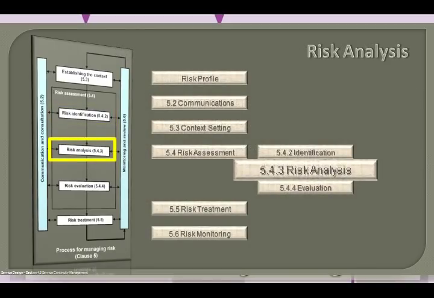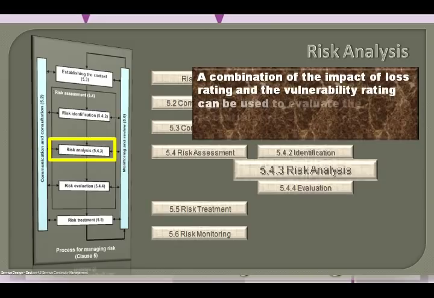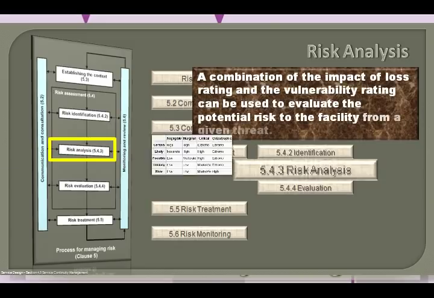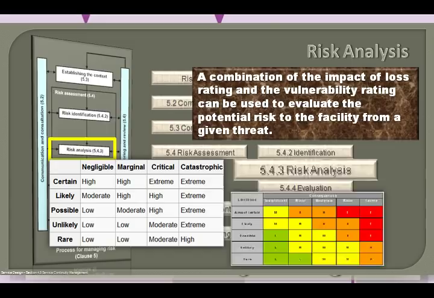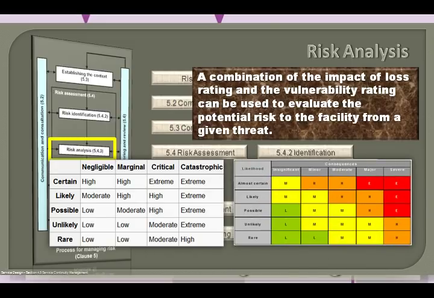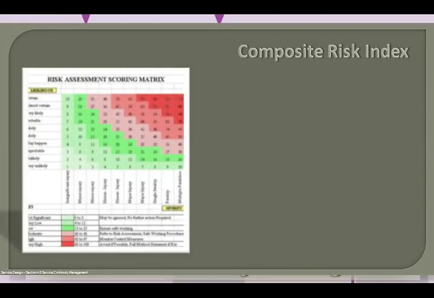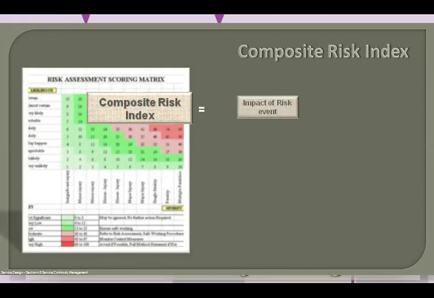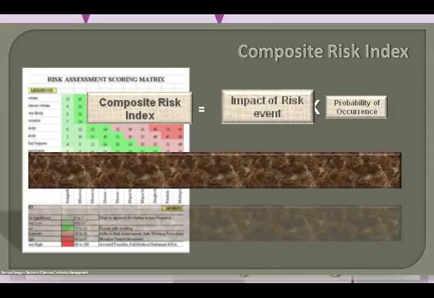Risk analysis combines the impact of loss rating and the vulnerability rating to evaluate a potential risk to the facility from a given threat. This result is a table or grid that combines the two risk determinants to produce a single measure for use in prioritization. A typical measure is a composite risk index.